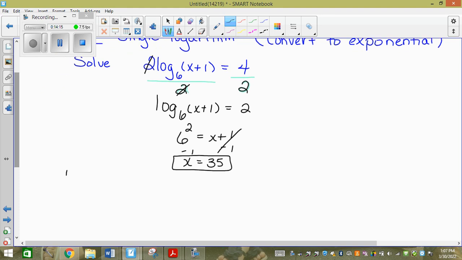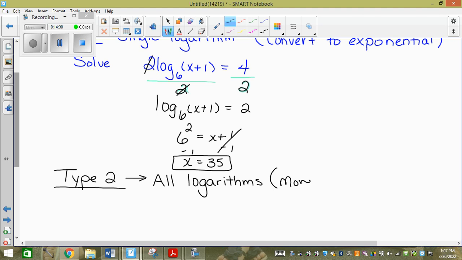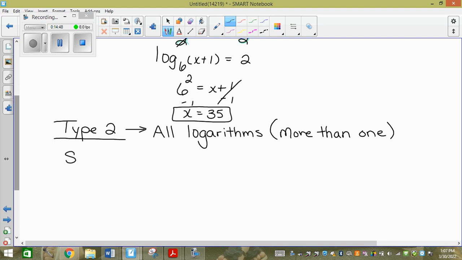Type 2. All logarithms. So more than 1. Every term is a logarithm. Log, log, log on each side. Every single term on all sides of the equal sign is a log. So, what does that look like? Solve. We'll do an easy one first.